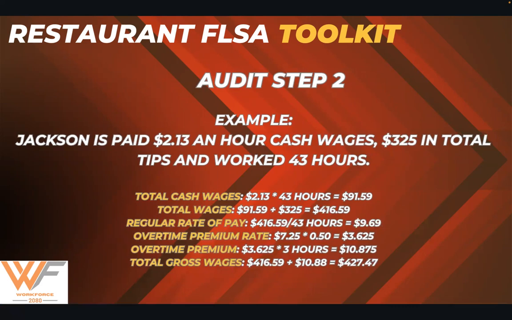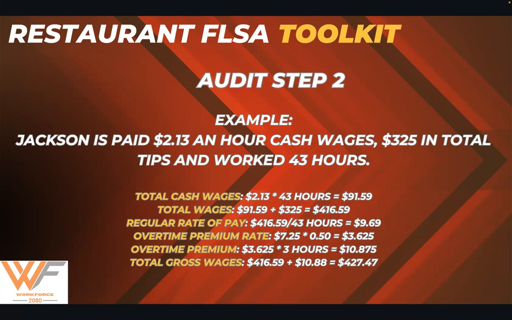Now, in this case, Jackson is actually paid the same amount. However, he receives $325 in total tips and he worked 43 hours. So what happens in this case? Well, as you can see, total cash wages, $213 an hour times 43 hours gives us the same amount we had before. But then the total wages, where we add in the tips, he gets $416.59.